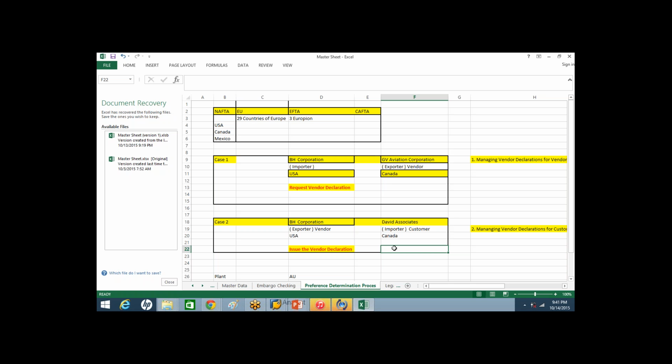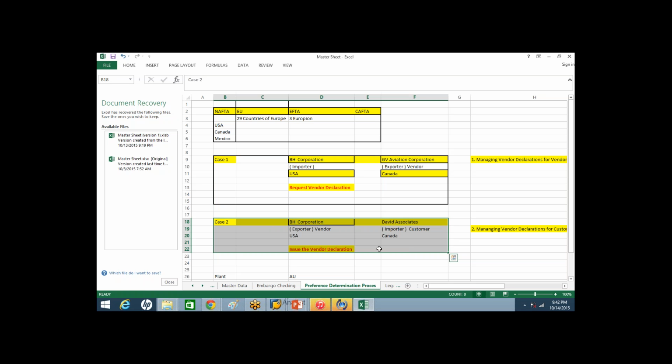But if the company is only importing, then do we need to take care of case 2 in the system? If your company is only doing the import from the same preference zone, then do you need to take care of case 2? No, right? No.